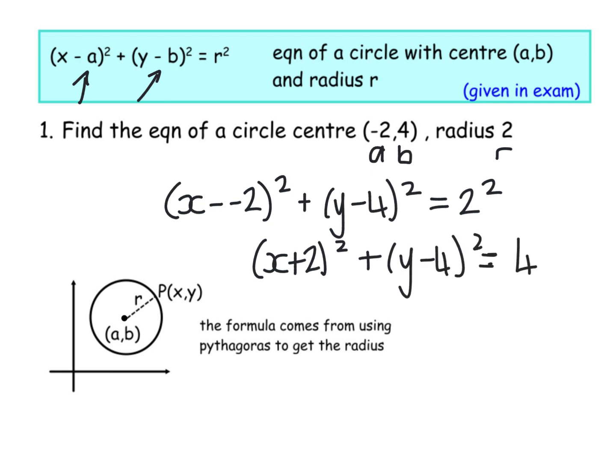As you get more practice of these, you can probably just go straight to doing it. And remember, it is the opposite of what's on your coordinate here that goes in the bracket. +2 means it's going to -2, -4 means it's going to +4.